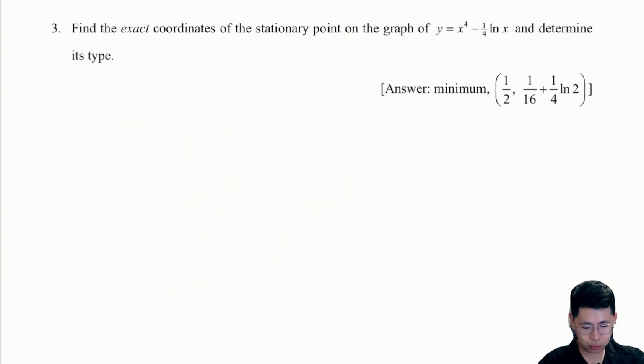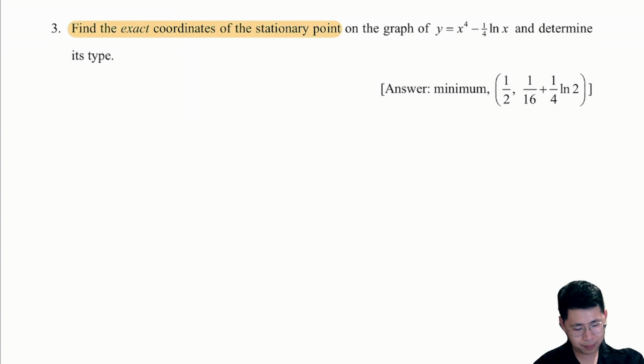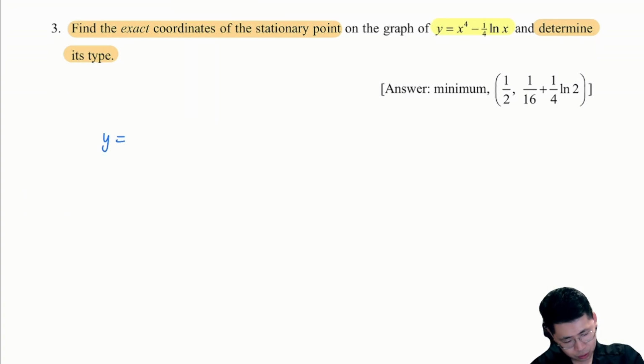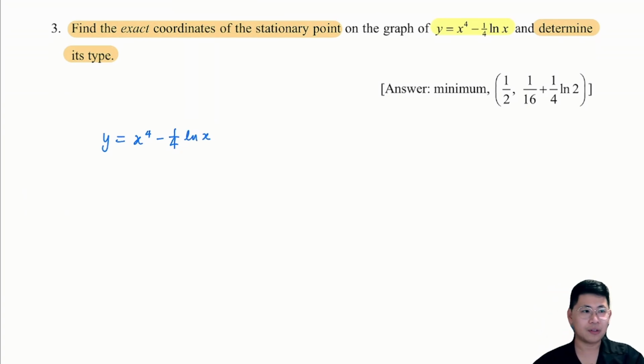Now let's move on to question 3. Question 3, instruction: find the exact coordinates of the stationary point. This is the graph given. And what else do we need to find? We need to determine the type, determine the nature. Is it maximum, minimum, and so on? So what we're going to do is write down our function. We're going to start off with y equals x^4 minus 1/4 ln x. Okay, so we're going to start with this.